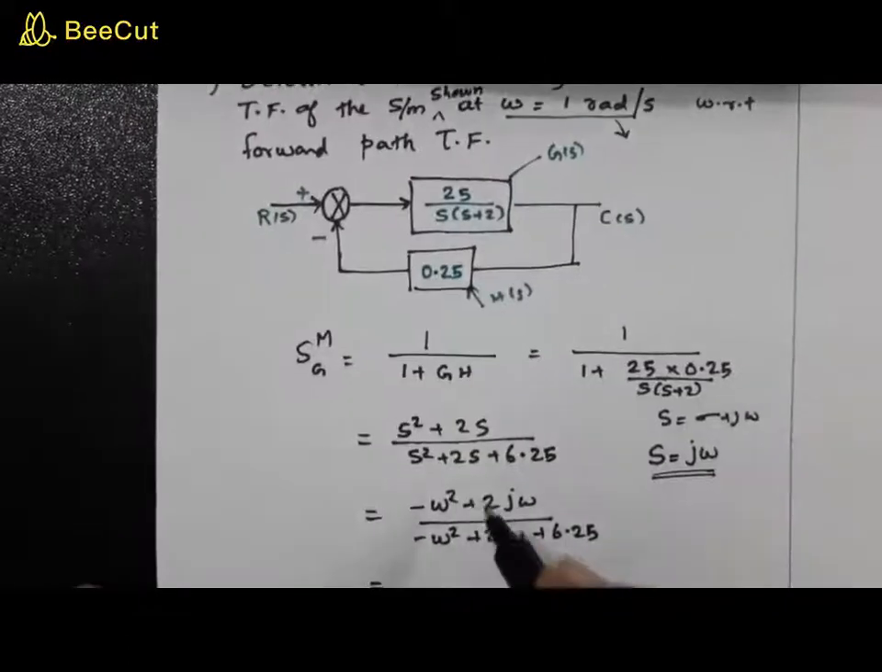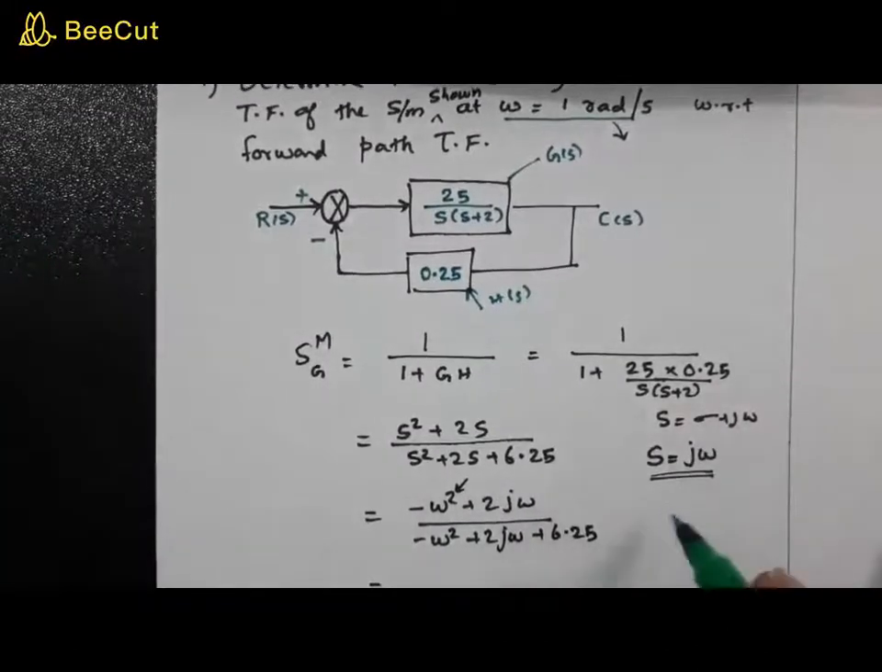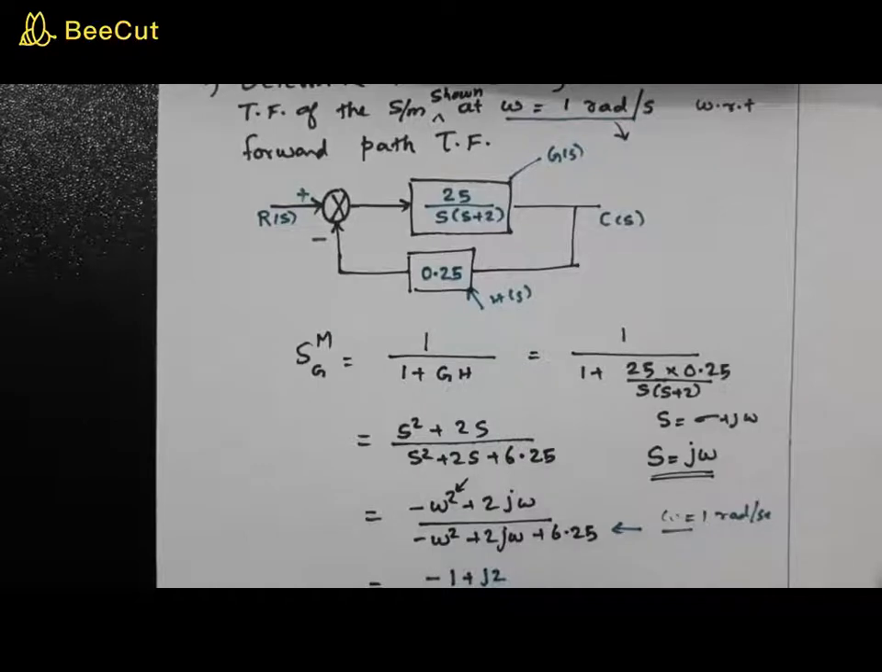Now what is this omega? Omega is equal to 1 radians per second, given in the question. So substituting that, when omega is equal to 1, you will get the answer to be minus 1 plus j2 divided by 5.25 plus j2, right?